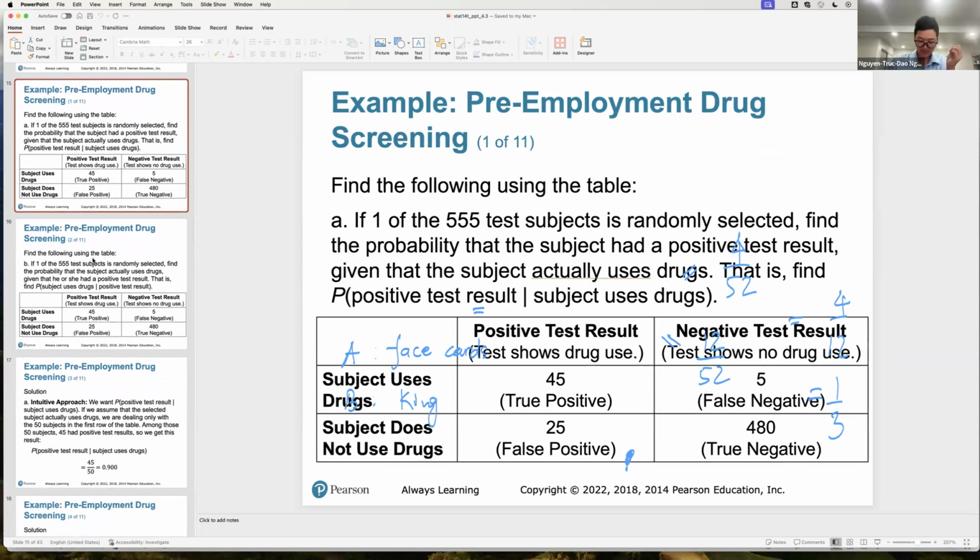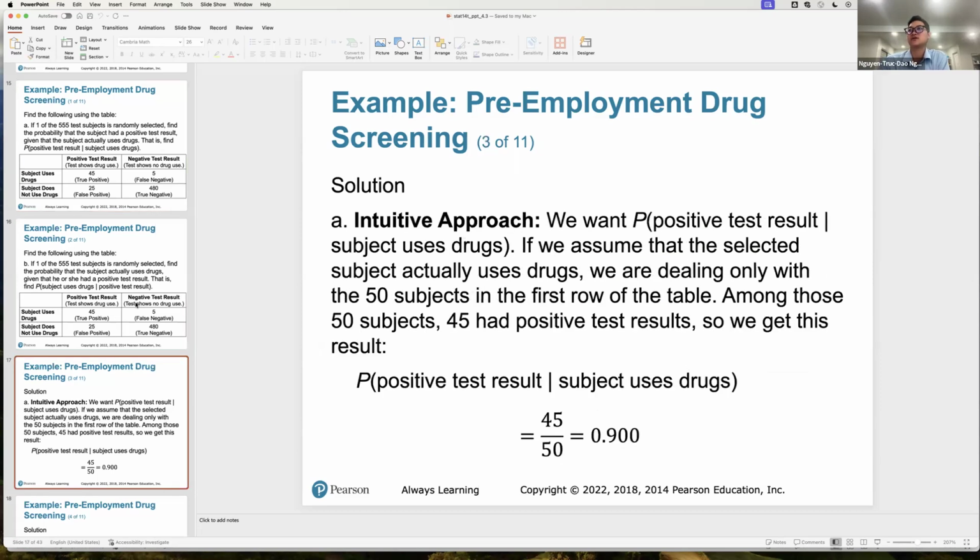Now, the example related to pre-employment drug screening. Find the following using the table. If one of the 555 test subjects is randomly selected, find the probability that the subject had a positive test result, given that the subject actually used drugs. That is P of positive test result, given that the subject used drugs in this case, right? And then you can use the formula.